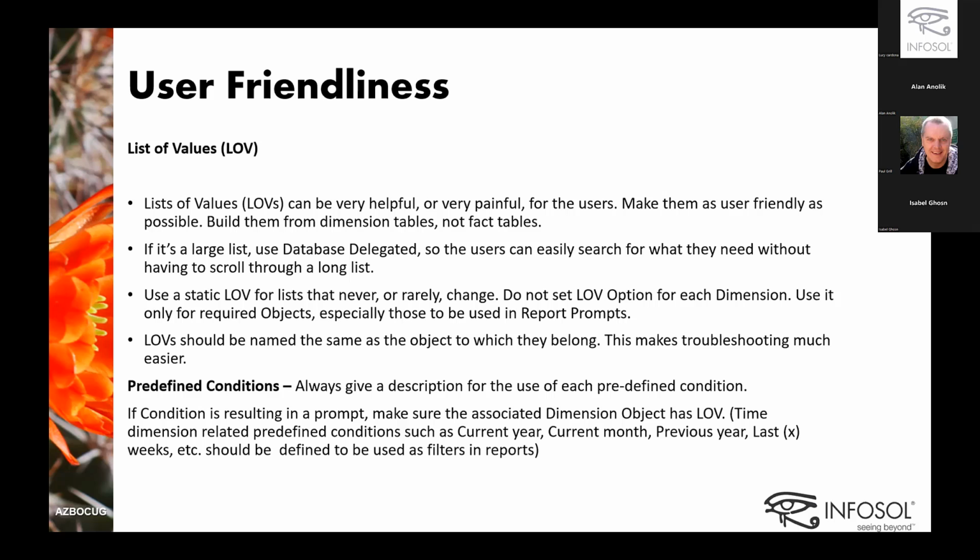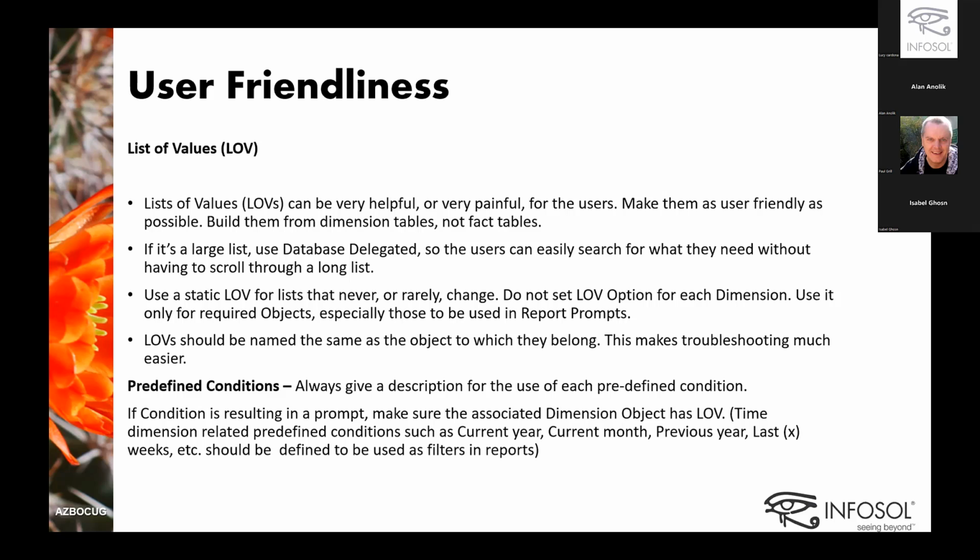For lists that never or rarely change, you can use a static LOV. And you don't want to set a LOV option for each dimension. You want to use them only when required, when you're using things like report prompts. And then I like to name my LOVs the same name as the object. So if I'm creating an LOV for, for example, city, then I would name the LOV city as well. I just find for troubleshooting, it makes it a lot easier.